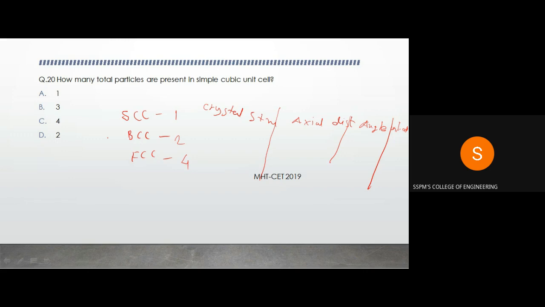First is the simple way. Cubic, rhombohedral, tetragonal, hexagonal, orthorhombic, monoclinic, triclinic. Cube means cubic. Rhombo means rhombohedral. Third is tetragonal. Fourth is hexagonal. Then orthorhombic. Then monoclinic and last is triclinic. So these seven are important.